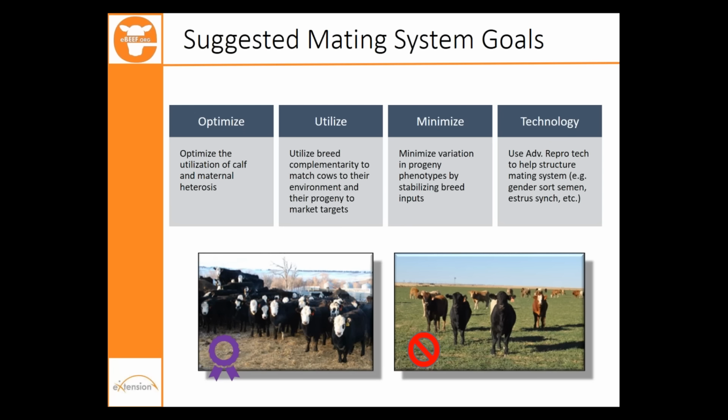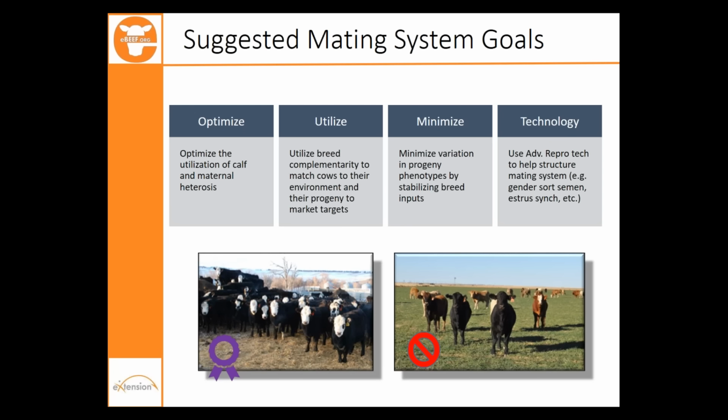Lastly, think about ways we might use complementary technologies to implement our breeding system. For example, maybe we know that we're going to AI maybe all of our heifers and 2-year-old cows. How might we target them as the replacement generators in our system to do a very precise mating using AI or perhaps even gender sorted semen to produce those high quality replacement heifers.